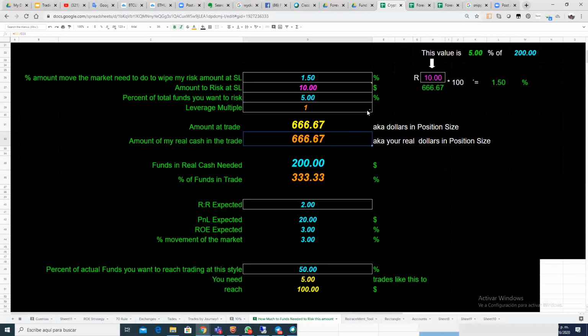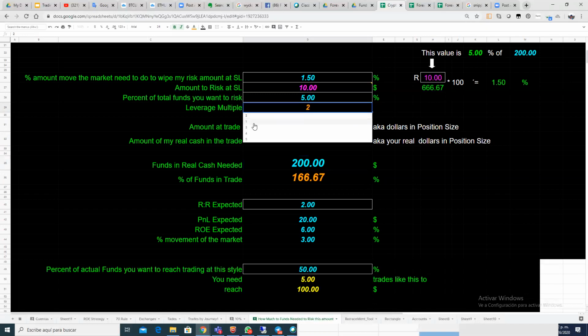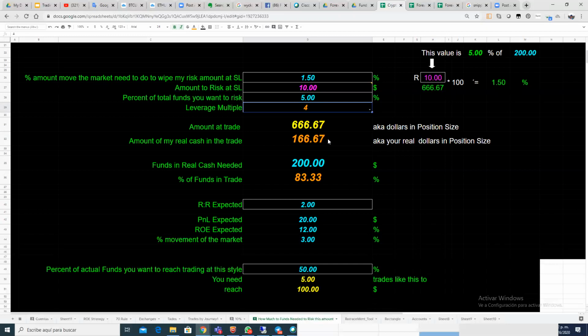Here comes the broker who loves us and wants some part of the commission of our trade. So let's use the leverage. I put it on 2. Now it says I can do $333 to take this trade, but that still doesn't work for me. I use now a leverage of 3. I'm almost there. And I use now a leverage of 4. And here you have it. With $166 of money, which is 83% of my account, I am able to get this trade, and will lose if the market moves 1.5%.